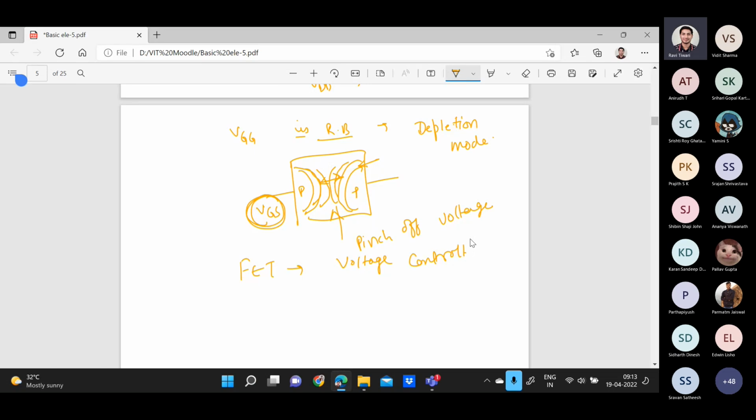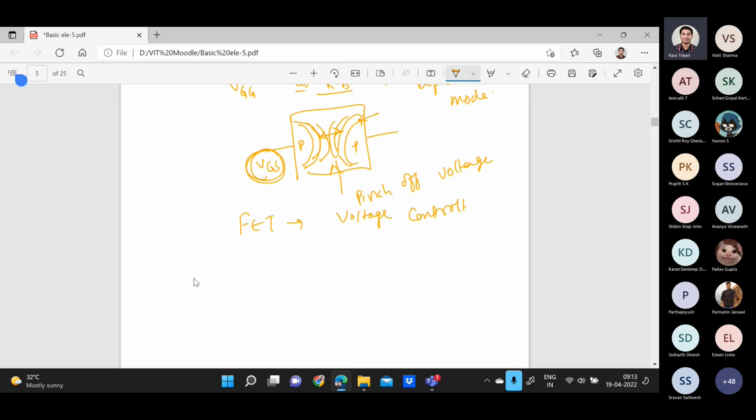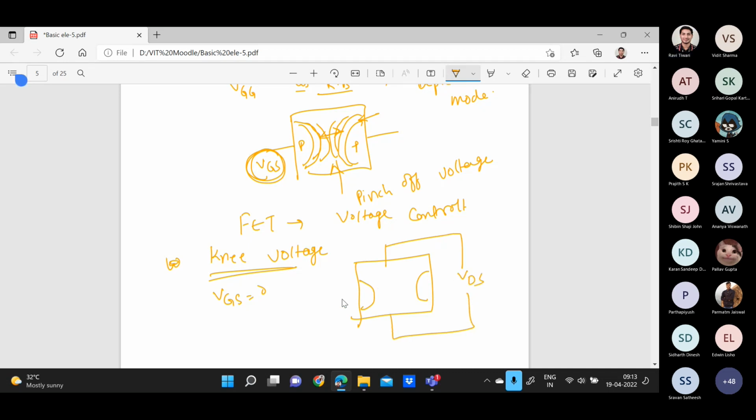Okay, now what is the knee voltage? Now we will see what the knee voltage is. Knee voltage: when you're not providing any gate voltage, when VGS is equal to 0. That means there is no depletion region. You are only applying the VDS, and no VGS. We are not applying any VGS here. VGS is equal to 0.